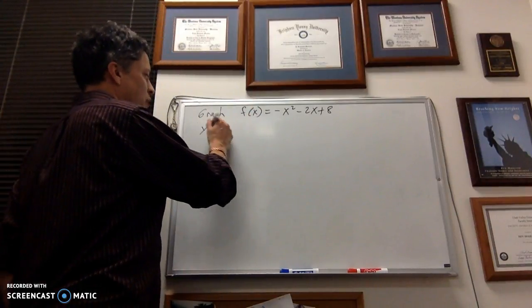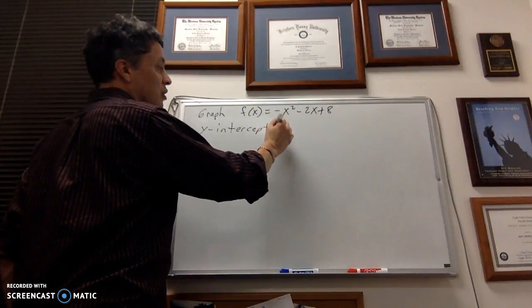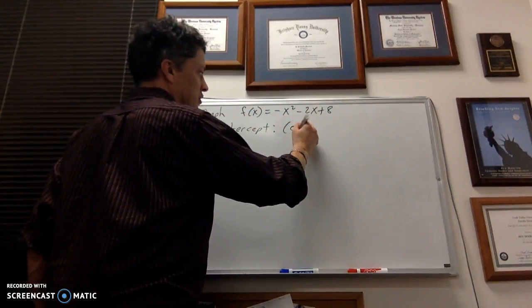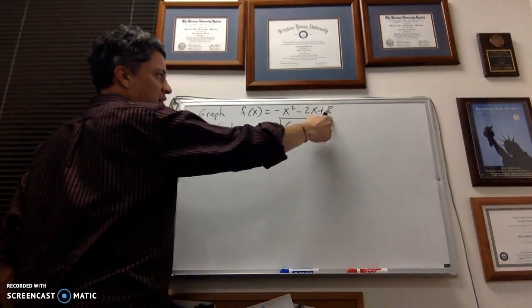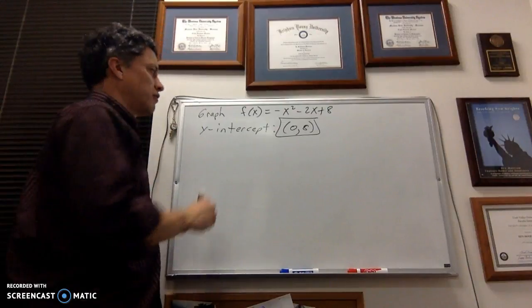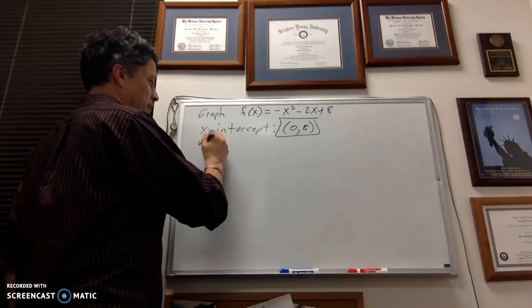Y-intercept. Okay, if you've been watching the several videos that I've been putting out on this unit, you know what this is going to be. (0, 8), right? When x is 0, y is going to be that number, if you're going off a standard form. Now let's go after whether it opens up or down.